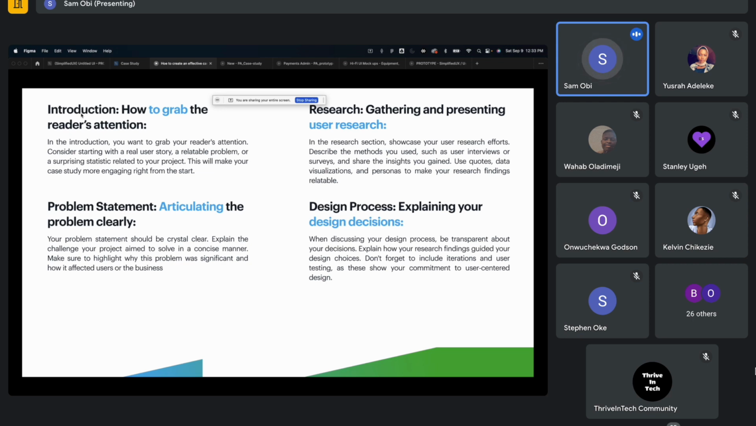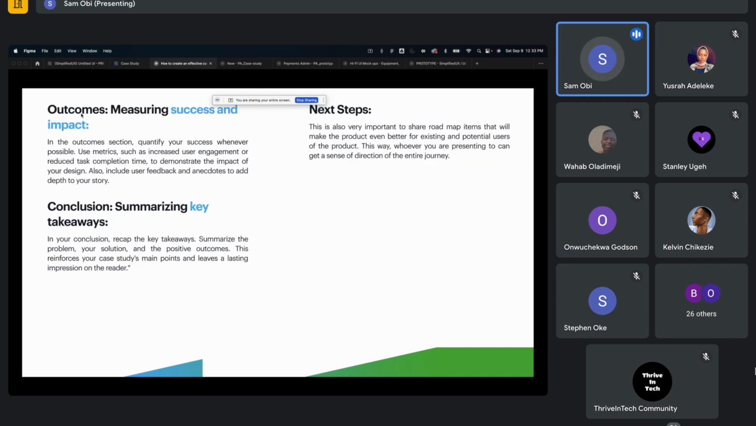You also want to explain your design decisions, like we talked about too. This is just elaborating all the different things that we have talked about earlier. When it comes to outcomes, what are the success metrics and how did they impact the actual solution? You also want to talk about those things, and you want to put out your summary, conclusion, and takeaways. You want to recap the key takeaways, summarize the problem, summarize your solution, and the positive outcomes. This reinforces your case study's main point and leaves a lasting impression on the reader.